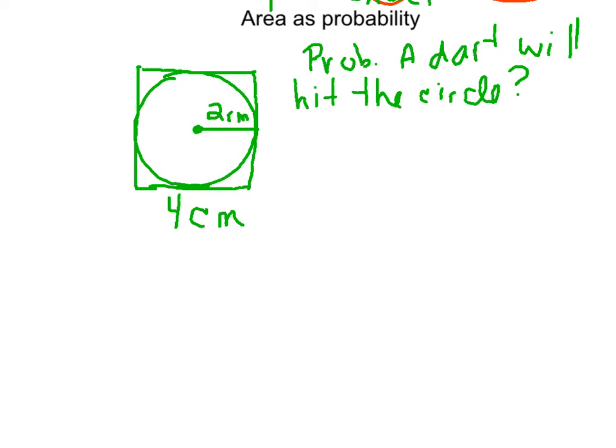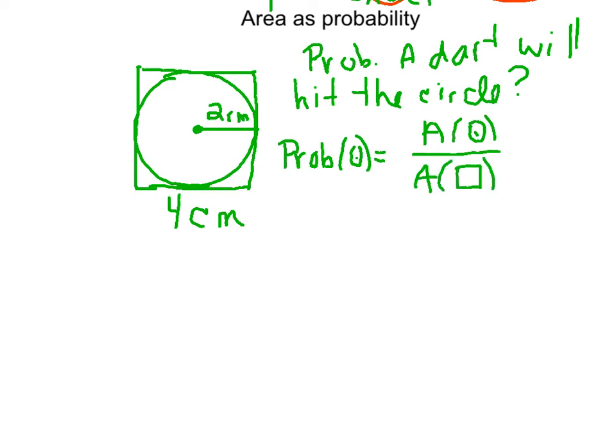So what we want to do is the probability that it will hit the circle means that for success to happen, it will be the area of the circle. Dart has to hit somewhere in that area, divided by the area of the square, which the dart will have to hit somewhere in that square. Okay, area of the circle, it's going to be pi r squared. Area of the square will be side squared.